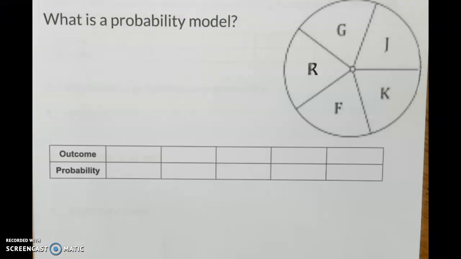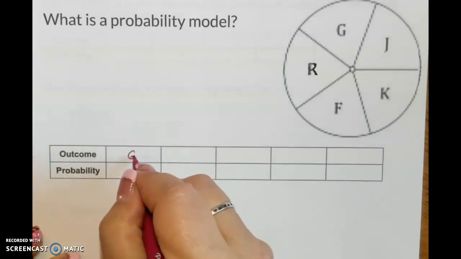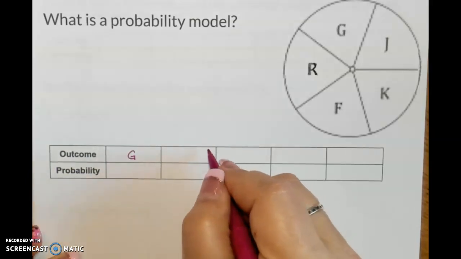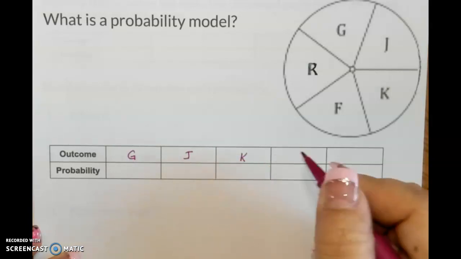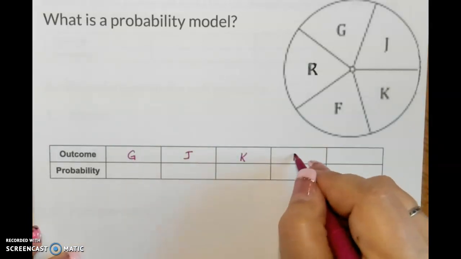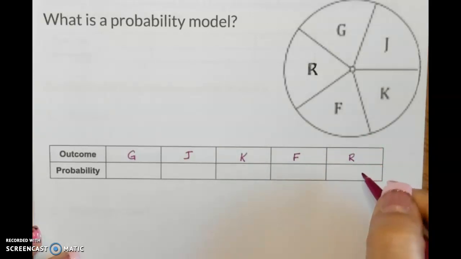So in the example that we're looking at here, we've got a spinner that has 5 sections with 5 different letters. Each of those sections looks like they are the same size. So the possible outcomes are we could land on the letter G, the letter J, the letter K, the letter F, or the letter R.